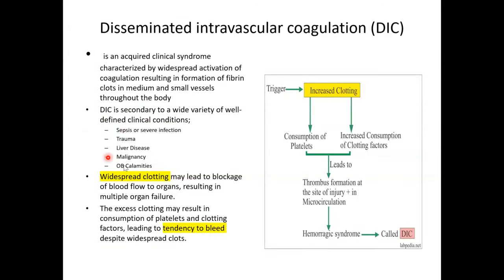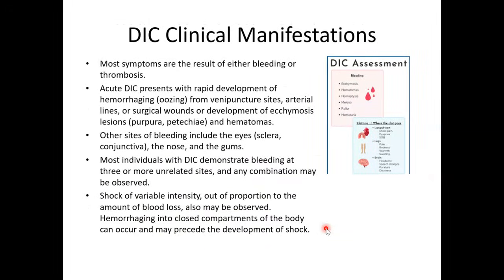Whatever the trigger is, something here or something else, but these are the things that we see most commonly, it causes increased clotting to occur. And with the increased clotting, we have the consumption of platelets and an increased consumption of the clotting factors. They run out, and that leads to thrombus formation at the site of injury in microcirculation, a hemorrhagic syndrome called DIC. So you should understand the major components to this. Its prognosis is better than it used to be, but this is just something that can be tough to recover from. So some clinical manifestations: most symptoms are the result of either the bleeding or the clotting, right?